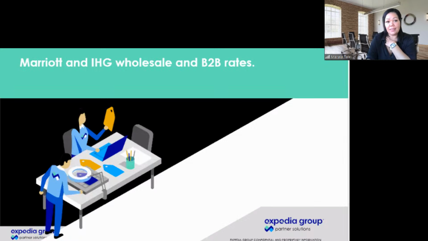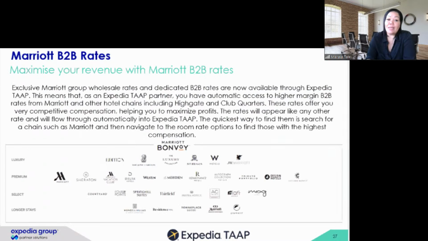Lastly, before I hand it over to Elena, I'll just go through our current promotions. We have our Marriott and IHG wholesale and B2B rates, which is available in Expedia TAAP. You can access our Marriott and IHG wholesale and B2B rates. These rates offer you a very competitive compensation, helping you to maximize profits. The rates will appear like any other rate and will flow through automatically into TAAP. The quickest way to find them is by using our filter section on your left-hand screen.